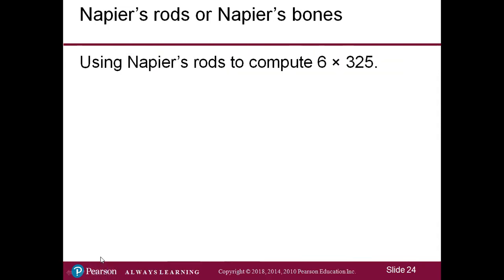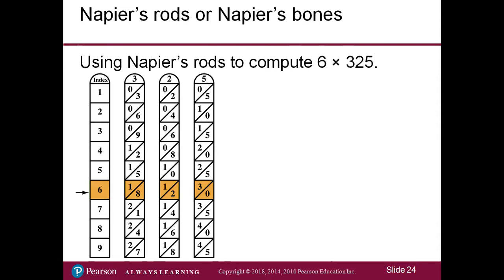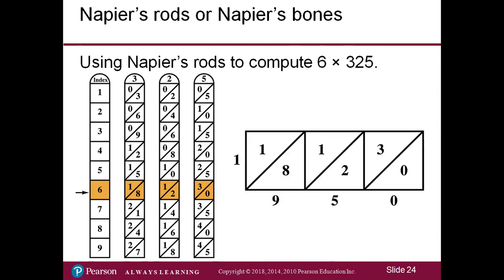Use Napier rods to compute 6 times 325. So you find the sixth location. So you have your index rod, and then you have your rod for your 3, your rod for your 2, your rod for your 5, right? And then we just read across the row that represents the 6 to get 18, 12, and 30, right? But then we combine those in the lattice method or in the galley method. We then add down the diagonals to get ourselves 0. 3 plus 2 is 5. 1 plus 8 is 9, and a 1. No carrying this time. And we get 1,950.